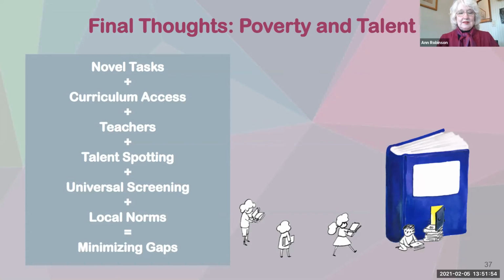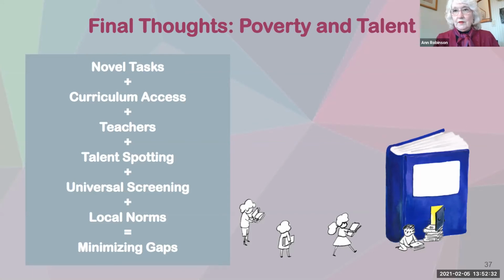The equation for success. Let's look at the takeaway message. What worked for us over 15 years of developing an intervention model for finding and sustaining talent in children? It isn't all about identification. Several elements are necessary to construct an equation for success. Expose children in low-income classrooms to novel tasks. Provide challenging curriculum access, preferably in content domains that are hands-on and take advantage of their life experiences.